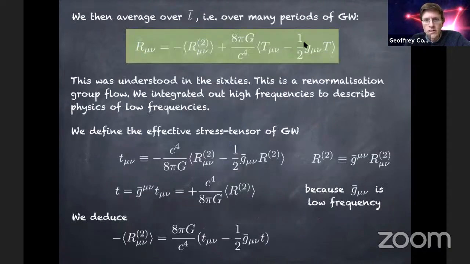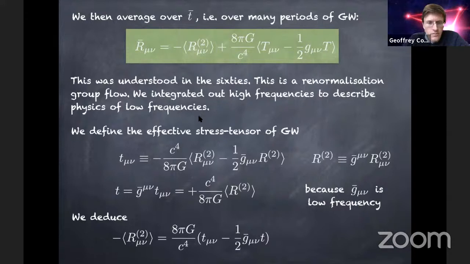So we obtain this equation, where this is the time average over the intermediate time scale. That kind of equation was understood in the 60s. It's called a renormalization group flow. That idea originated from quantum field theory, but it's totally applicable here for the study of gravitational waves. And it's an integration out of high frequencies to describe the physics at low frequencies.